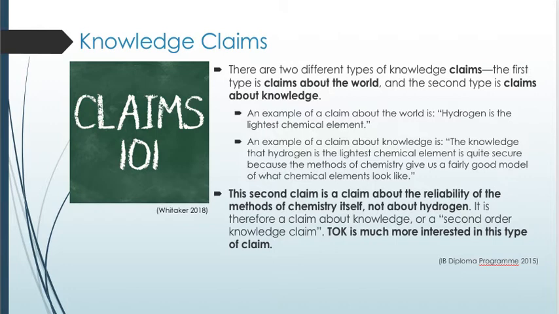So, an example of a claim about the world might be: hydrogen is the lightest chemical element. An example of a claim about knowledge is: the knowledge that hydrogen is the lightest chemical element is quite secure because the methods of chemistry give us a fairly good model of what chemical elements look like. The second claim is about the reliability of the methods of chemistry itself, not about hydrogen. It is therefore a claim about knowledge, or a second order knowledge claim. TOK is interested in the second order, not the first order type of claim in question.